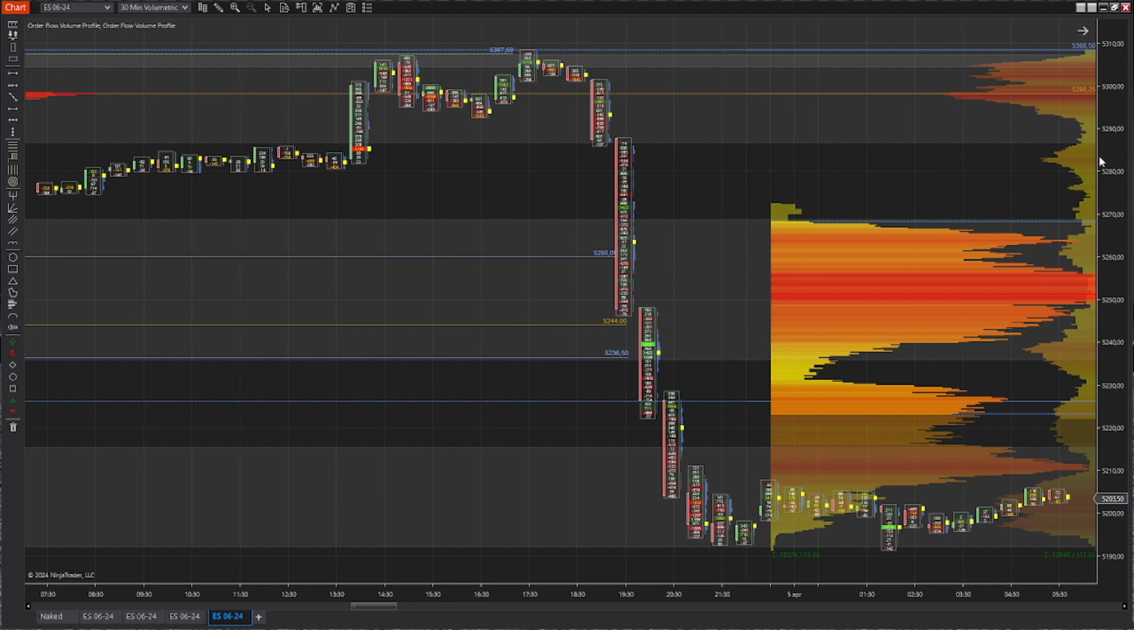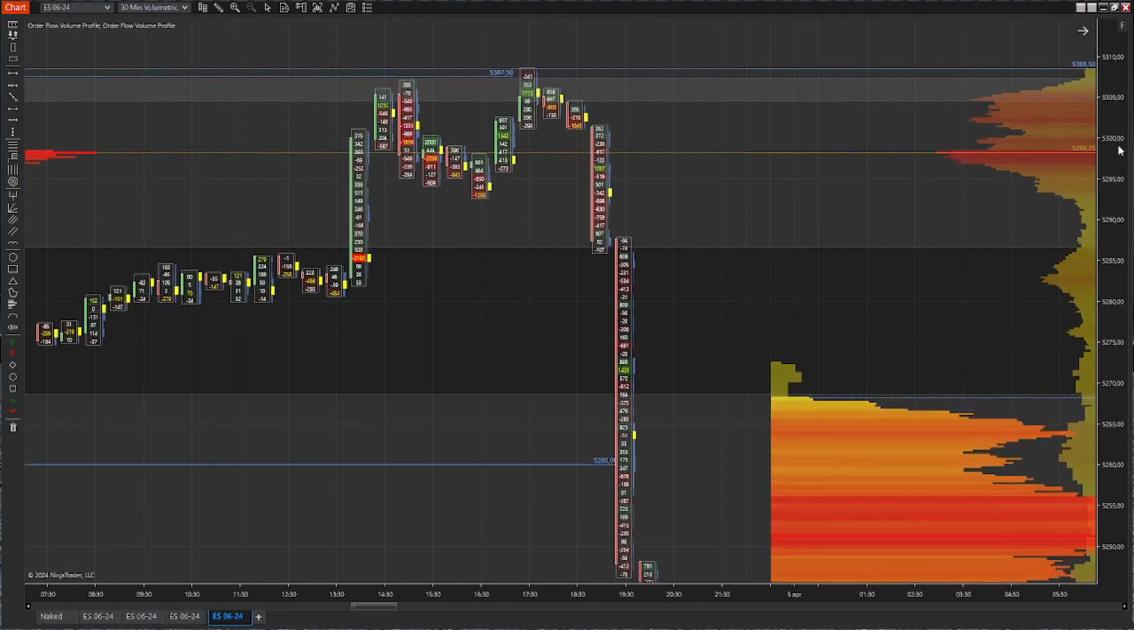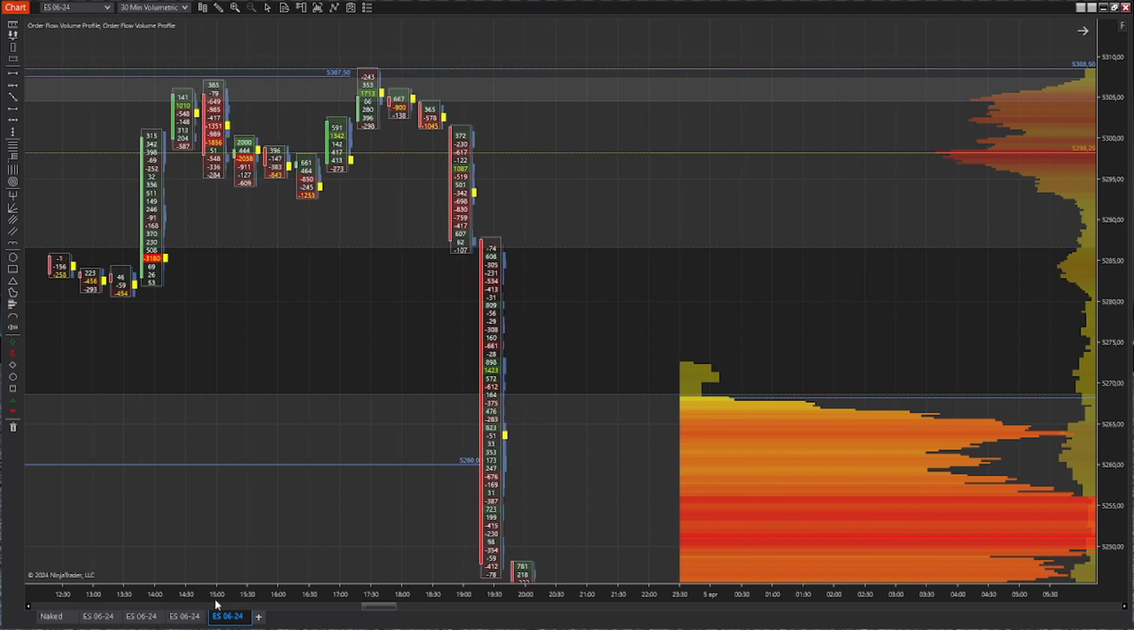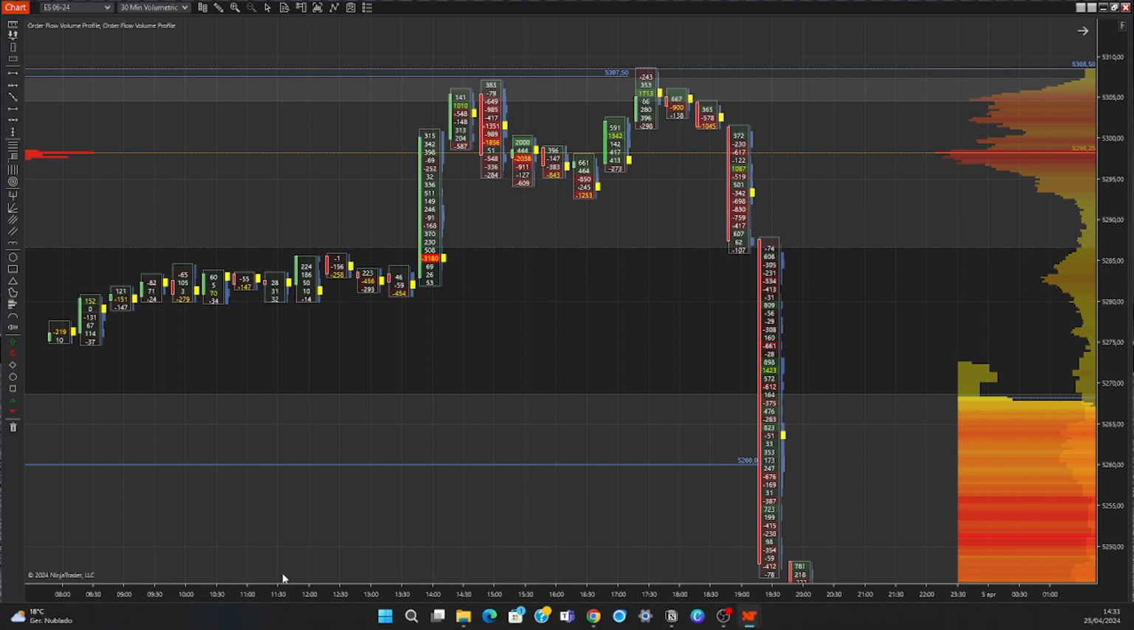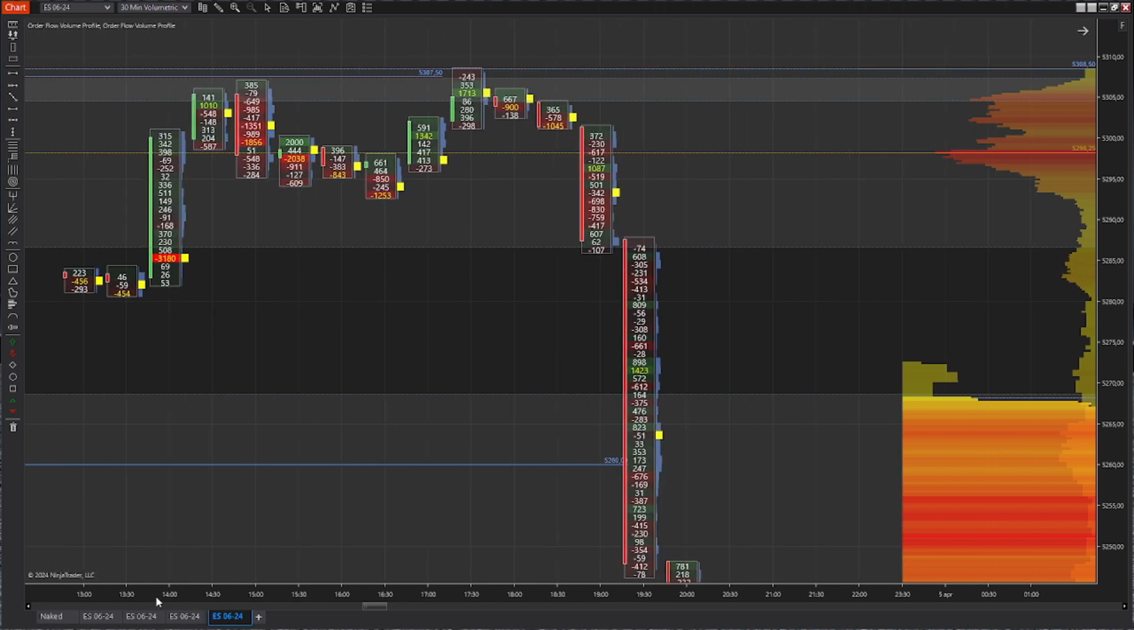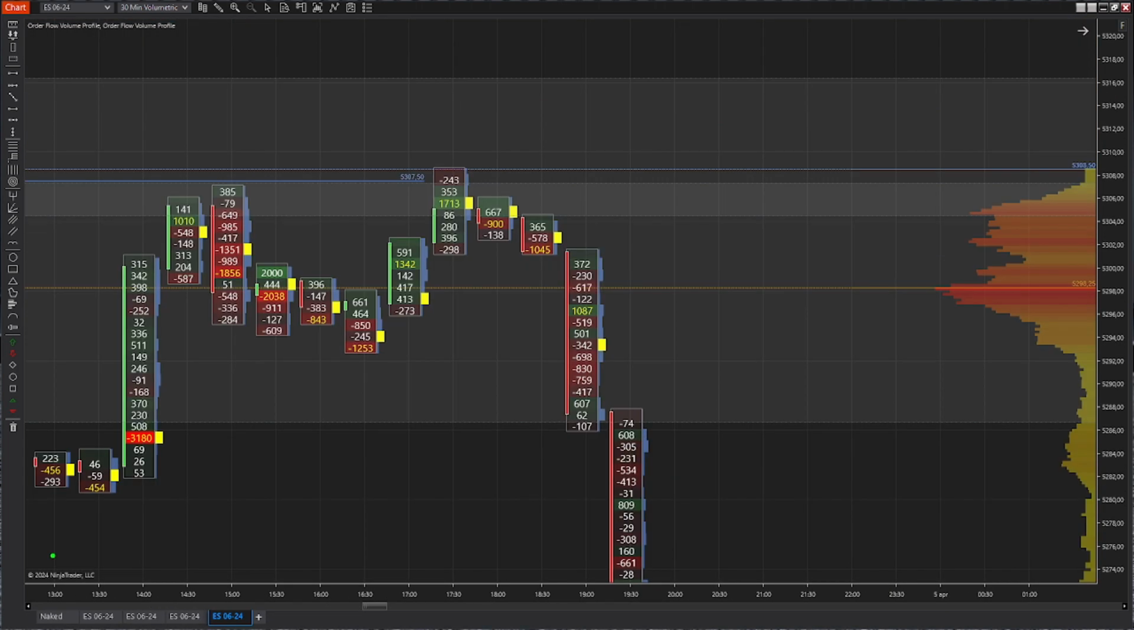So now we can see what is happening here. Guys, this is a delta footprint chart, 30 minutes. I will be explaining a little bit what we see here. So what do we see here? We see a lot of buying activity coming up here.